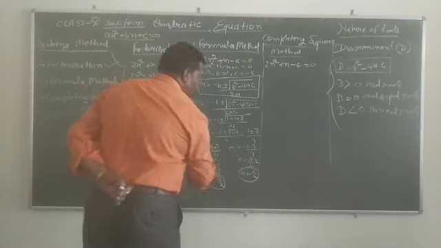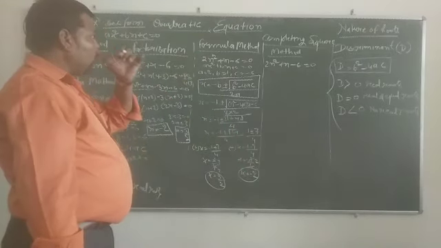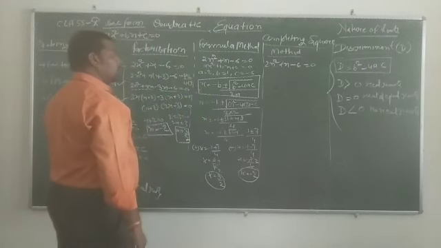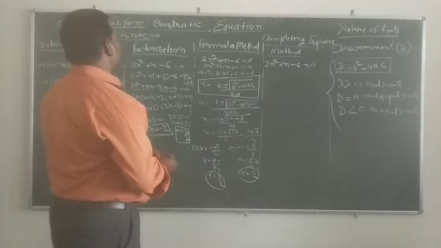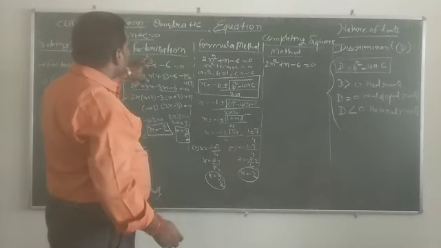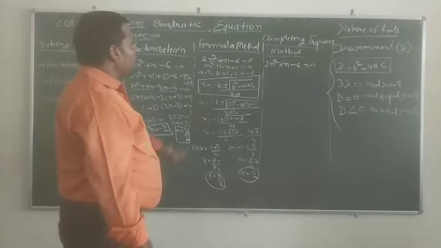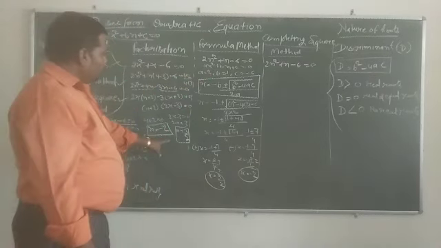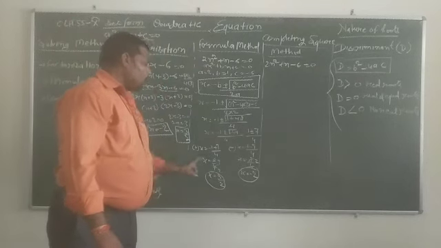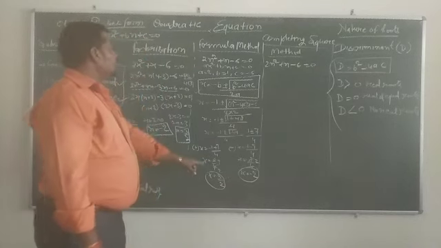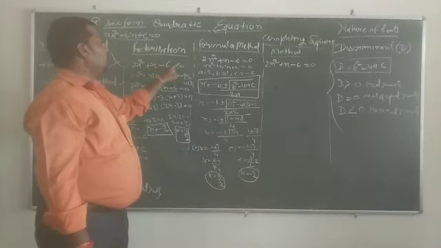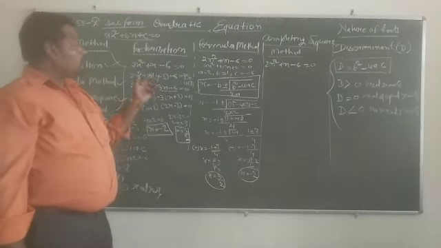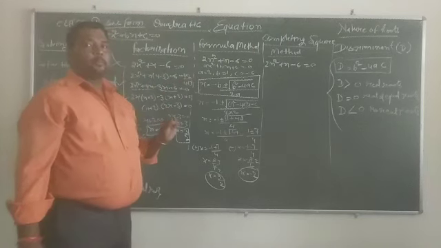Understood, students? You know about the formula method. So you know about the two methods of solving a quadratic equation. First one, the middle term splitting method, and second one, the formula method. Students, you see that the values of roots of both solutions are same. Why are these values same? Because the equation is same. Only the methods are different. The question is same, so the answer is same.